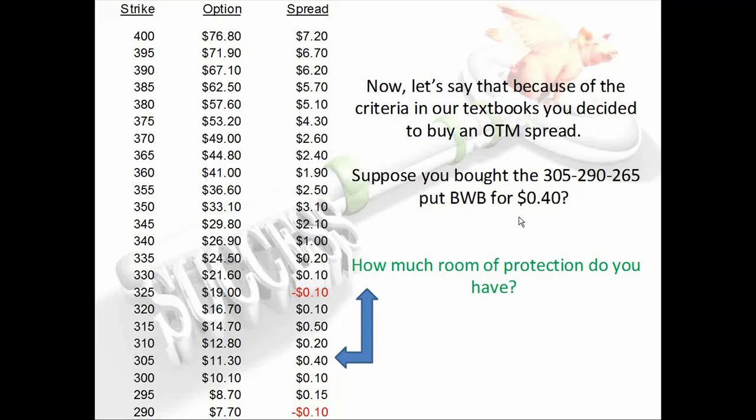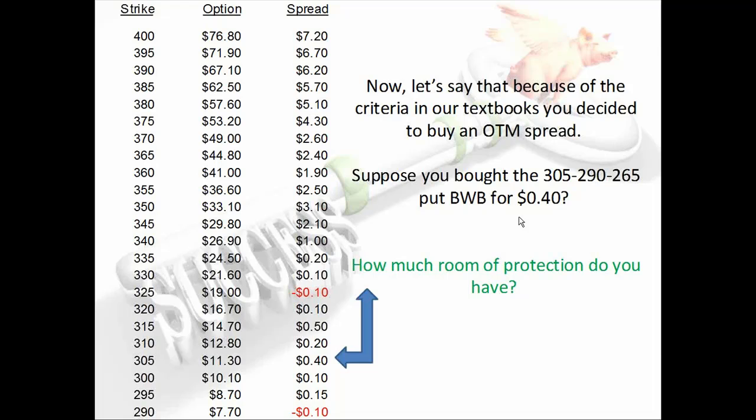How much room of protection do you have on this trade is the first question that many of you are going to be thinking of or wanting to ask me. And it should be the first question that you ask yourself when you put on this trade. How much room of protection do I have? Where do I have to start worrying about this trade? I know that there is a $10 risk in there somewhere. I know that it happens almost always at expiration that it becomes a real risk.